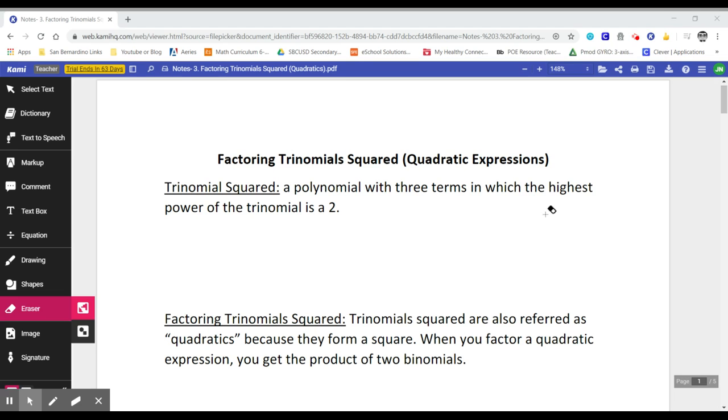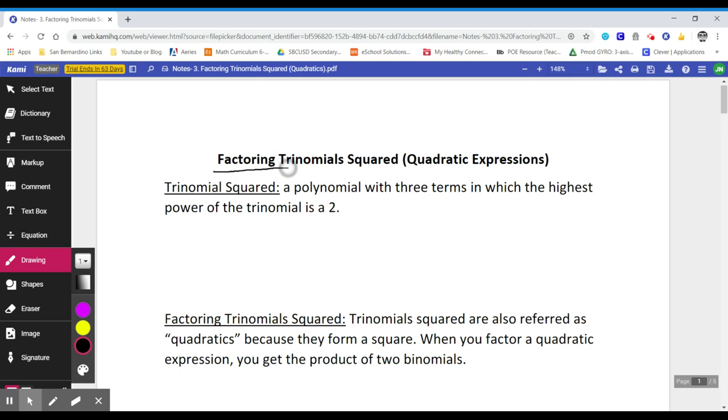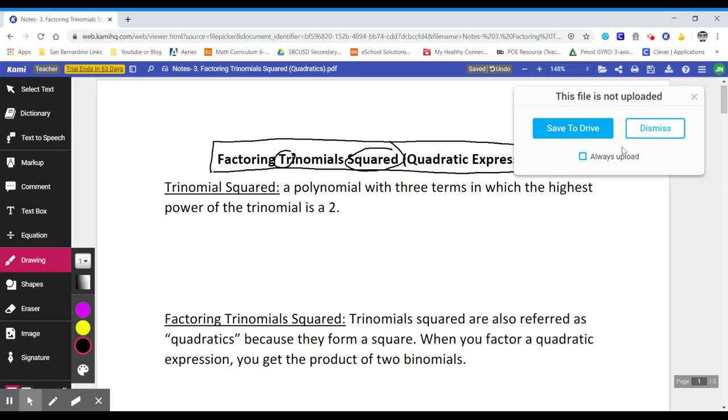Hey guys, in this lesson we're going to be talking about factoring trinomials squared. So the title of today's notes is right there. It is factoring trinomials squared. Another way of saying that is factoring quadratic expressions. So trinomials squared and quadratic equations are basically expressions with three terms, right? Trinomial. And the highest power of that trinomial is squared, which means it's to the power of 2. So it's factoring trinomials squared for today.